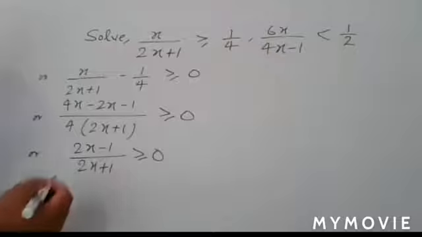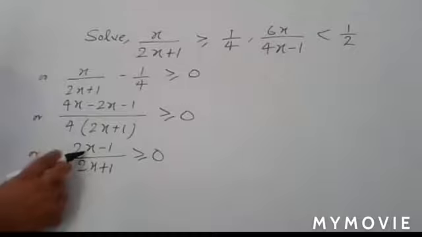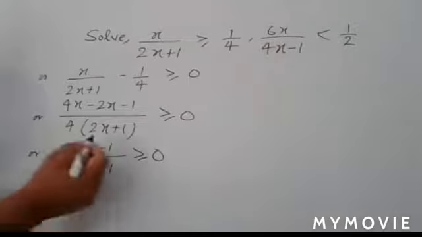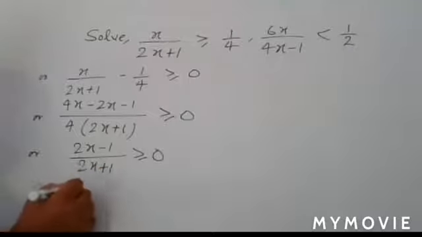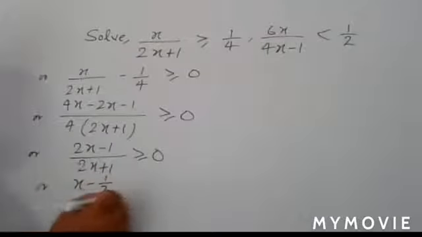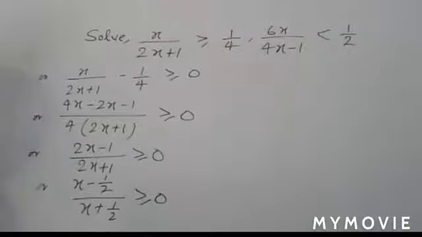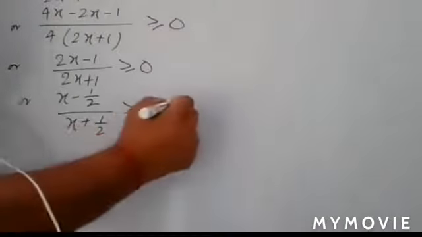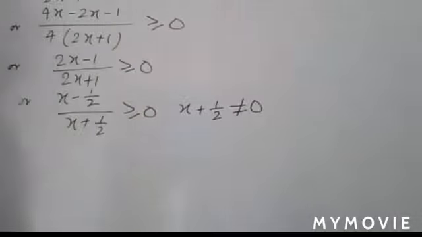Now what you do, here you make the coefficient of x as 1. Means you have to make the coefficient of x in numerator and denominator 1. So you have to take 2 common from numerator and denominator, so that we cancel out. So that can be written x minus 1 upon 2 upon x plus 1 upon 2 is greater or equal to 0, but the denominator part should not be 0. So you can write x plus 1 upon 2 not equal to 0.